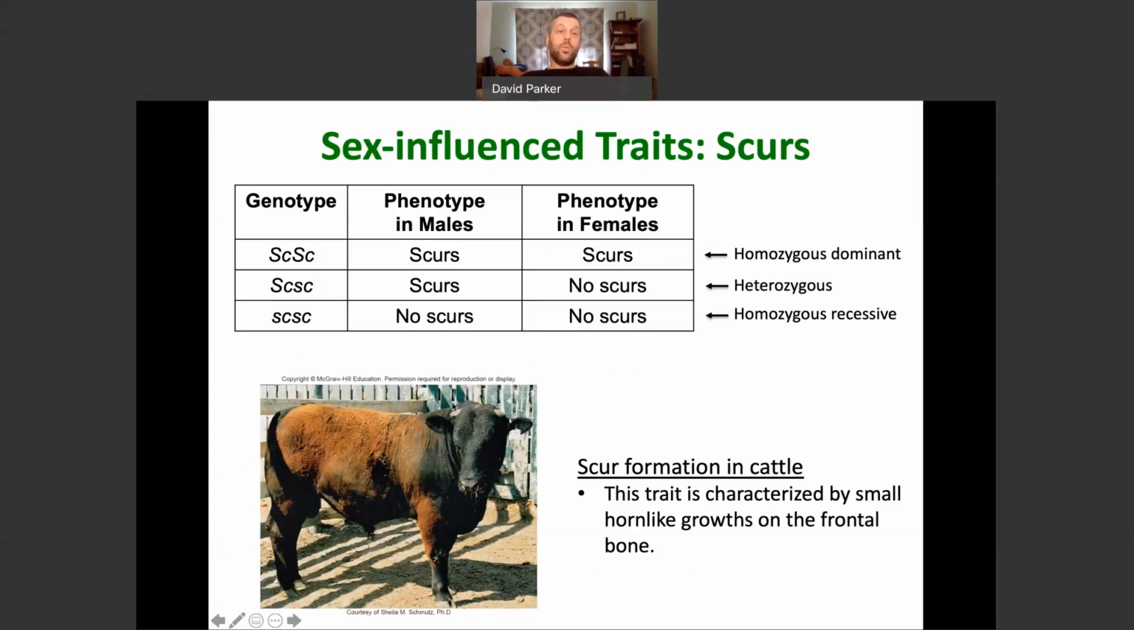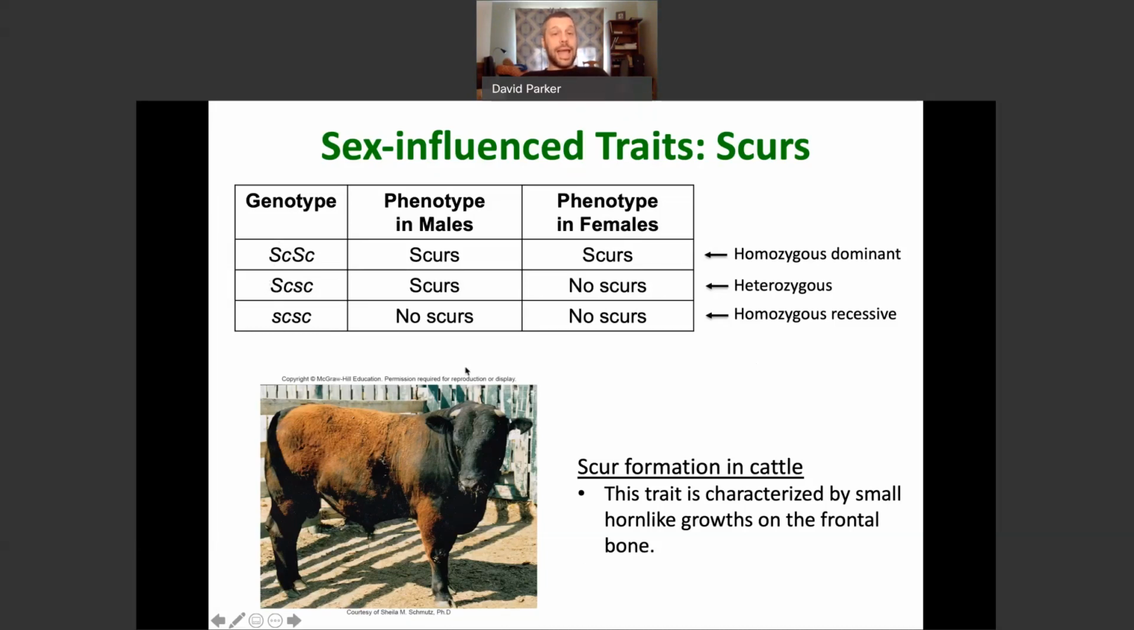What does that mean? Well, there's one gene involved, represented by SC for scurs. So this is not two genes. It's confusing, I know. Genetics is like that. This SC means scurs, the gene. Capital S little c is dominant, little s little c is recessive. So there's three possible combinations, right? Homozygous dominant, heterozygous, or homozygous recessive.